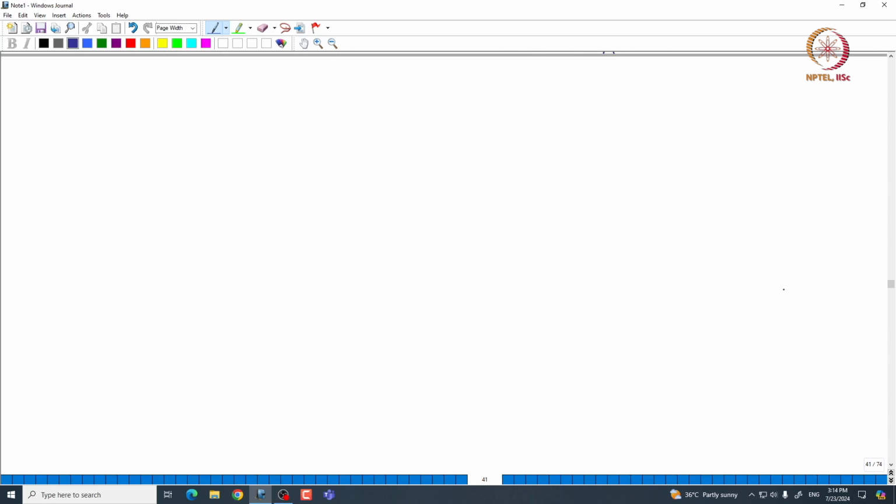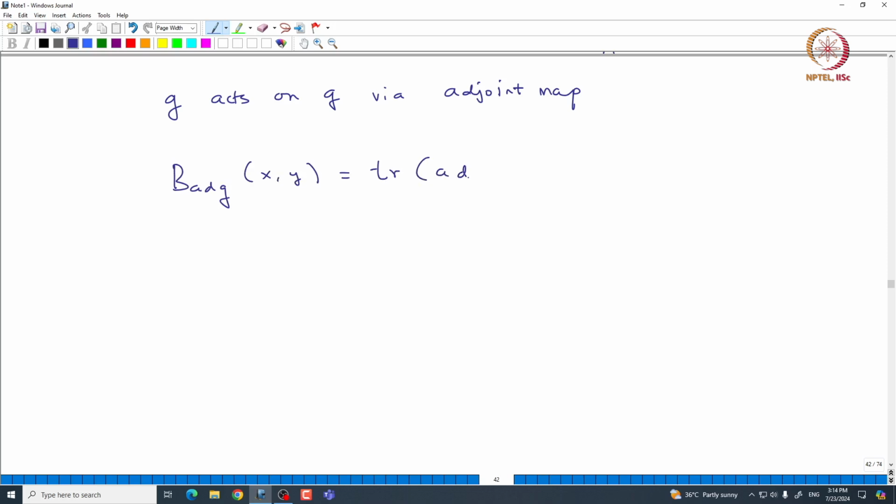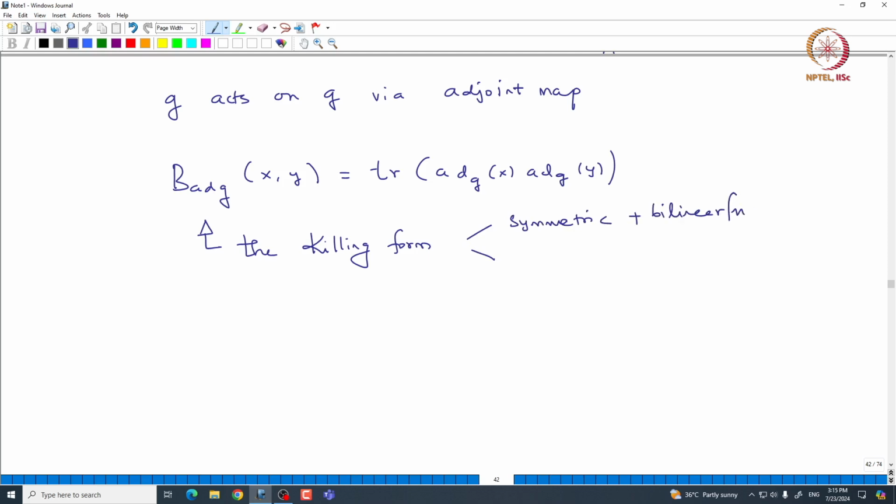Now, a very important example comes from the adjoint representation. G acts on G via the adjoint map. If we use that, then we get the associated trace form, that is B_ad(G). This is defined to be the trace of ad_G(x) composed with ad_G(y). This is what is called the Killing form. It was first introduced by Killing, and it is now immediate that this is a symmetric bilinear form and also G invariant.